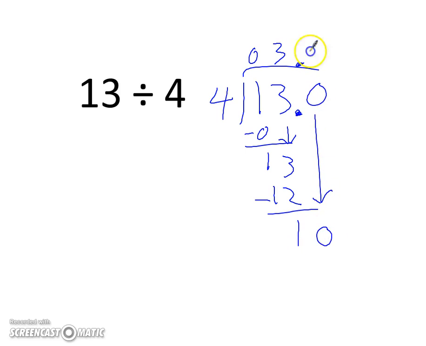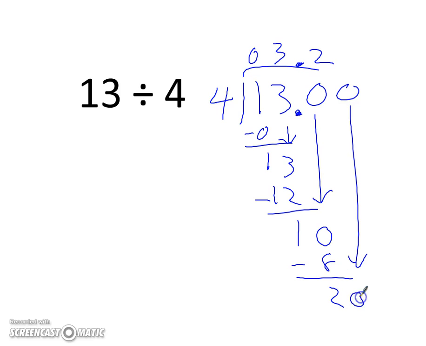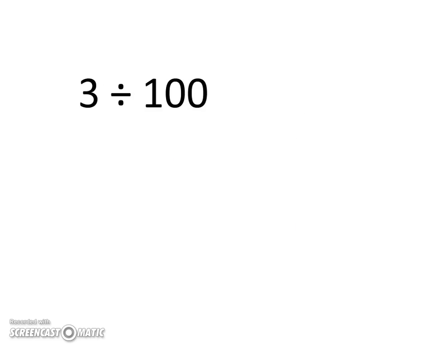4s in 10 would be 2. 4 times 2 is 8. I'm now at 2. Add another 0 and bring it down. 4s in 20 would be 5. And 4 times 5 equals 20. Nothing left. 3.25 for my answer. Stop the video when you try it.